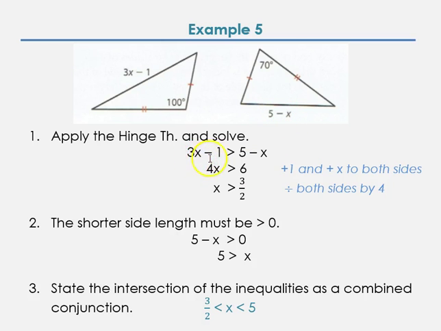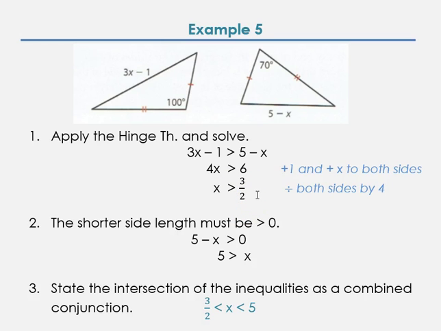So let's state that in an equation and solve it. So 3x minus 1 is greater than 5 minus x. If we add 1 and x to both sides, we have 4x is greater than 6. And if we divide both sides by 4, we have x is greater than 3 halves.